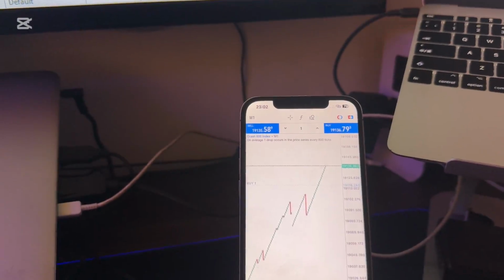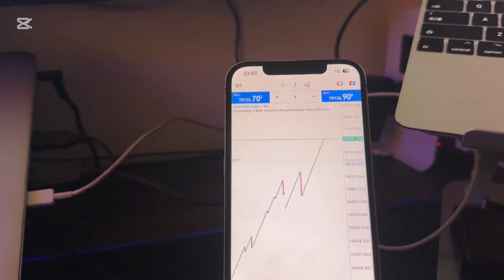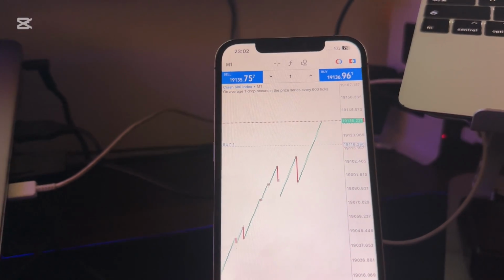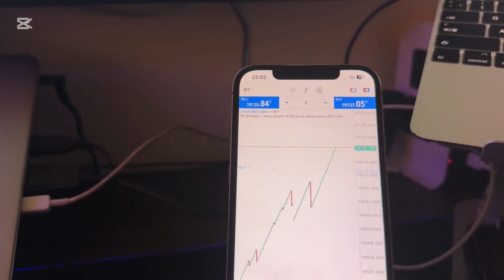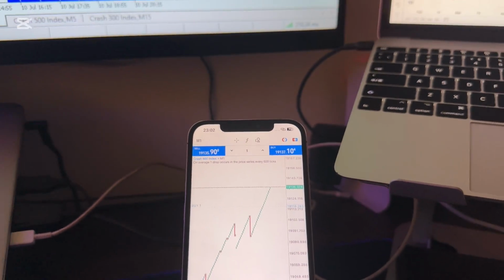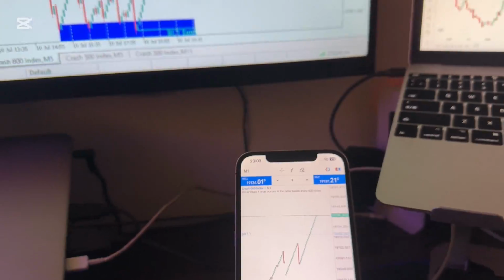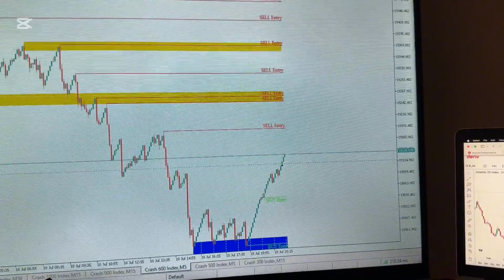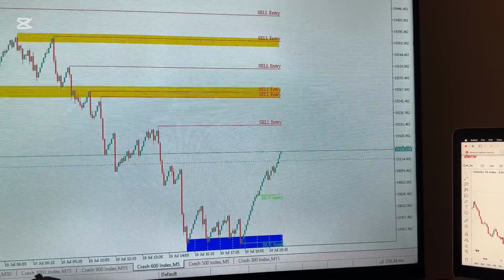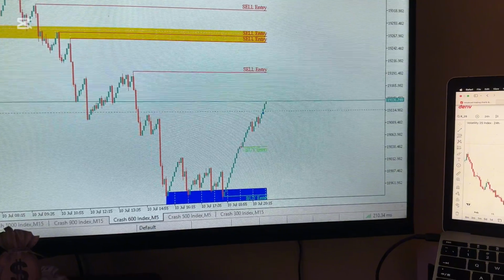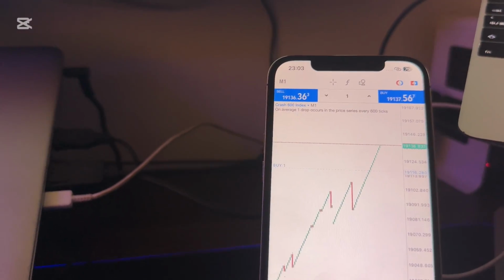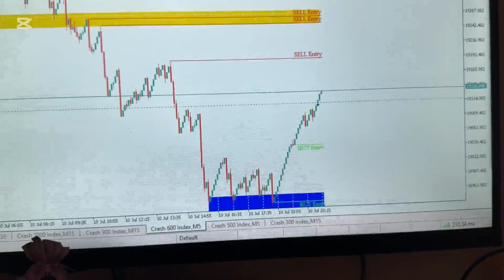So we are now very deep in profit on Crash 600. Look at that, it's just ticking up and up and up, and we're going to lock in some profits because with one lot size that's a lot of profit, and we have to secure our trade so that we are not kicked out of the market. Okay, but that's a beautiful buy trade. Special thanks to the indicator.